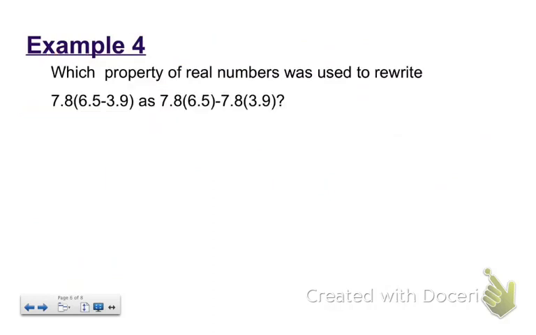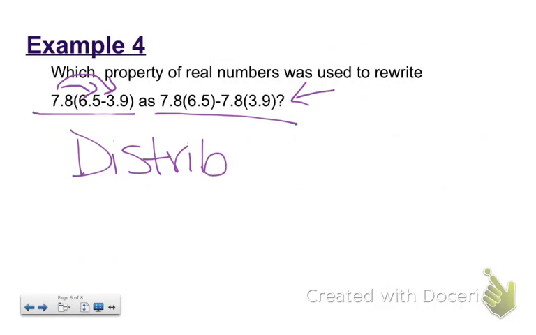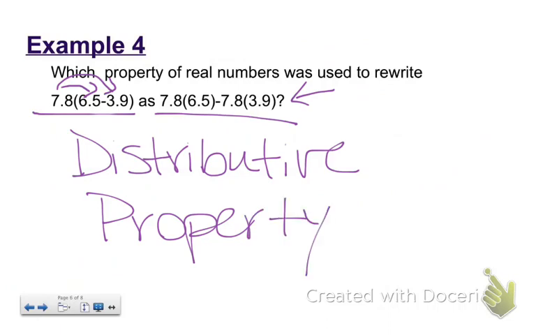Okay, example 4. So remember, part of this is being able to justify what we're doing. So what property allows us to move things around or allows us to solve the way we do. So it says, which property of real numbers was used to rewrite this expression as this expression? So if you notice, remember I told you you could do it either way you want, but given the steps that they've taken, they have used the distributive property. So that's all we're looking for. So the distributive property is what allows them to rewrite it like that.